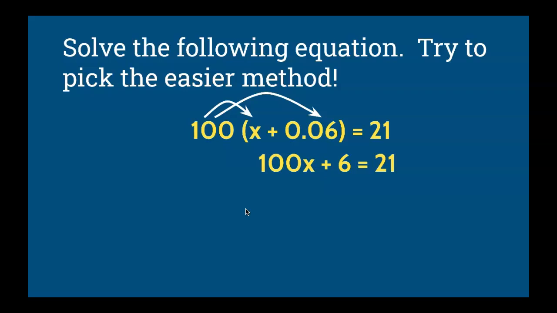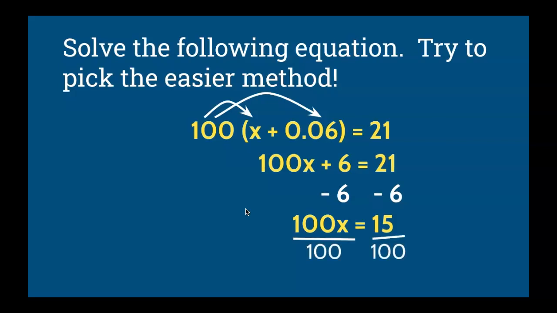So then I'm going to solve this equation like normal. I'd subtract 6 from both sides. I have 100x equals 15. And then I'm going to divide both sides by 100. And I'll get x equals 0.15.